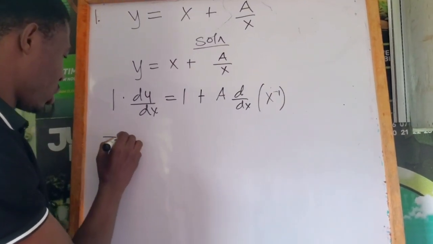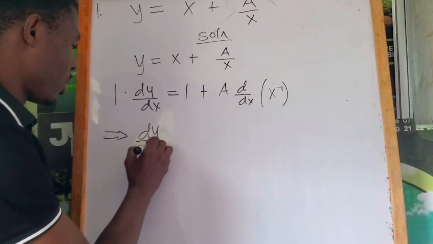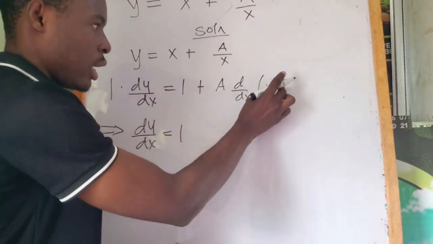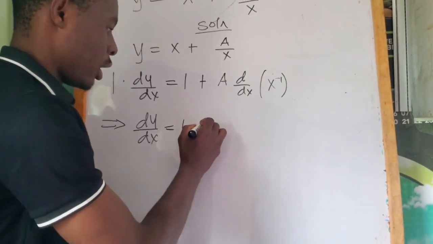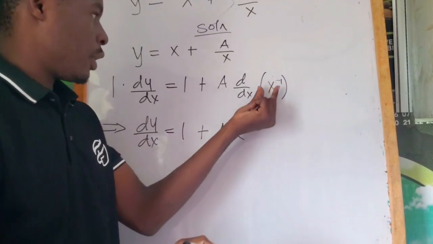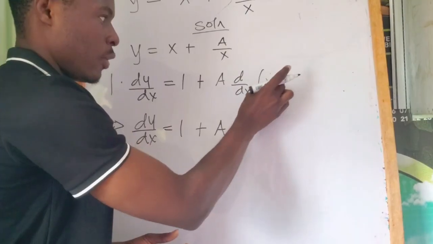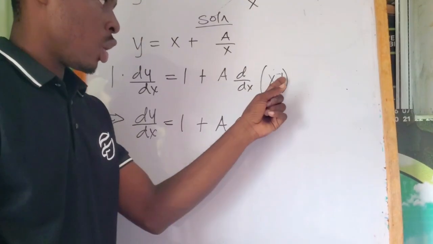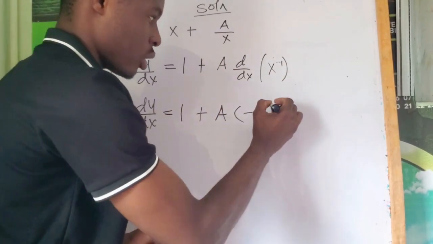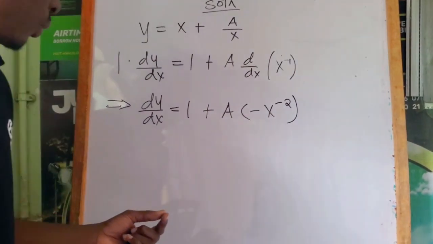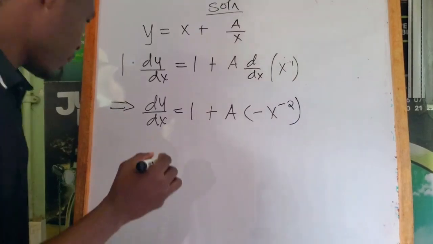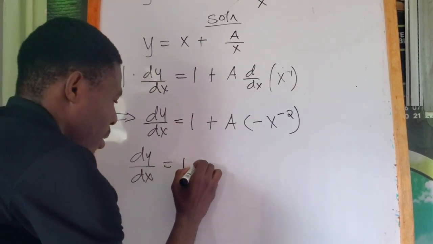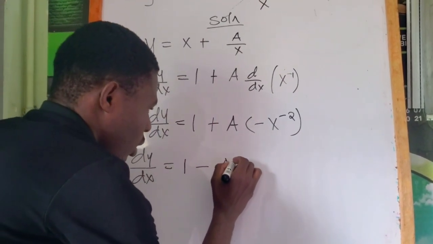So this implies that dy/dx is equal to 1, plus a times d/dx of x to the negative 1. Taking the derivative of x to the negative 1, you multiply by negative 1, so it will be negative 1 times x. Now you take away 1 from the power, so negative 1 minus 1 gives you negative 2. Let us open the bracket. So dy/dx is equal to 1 minus a.